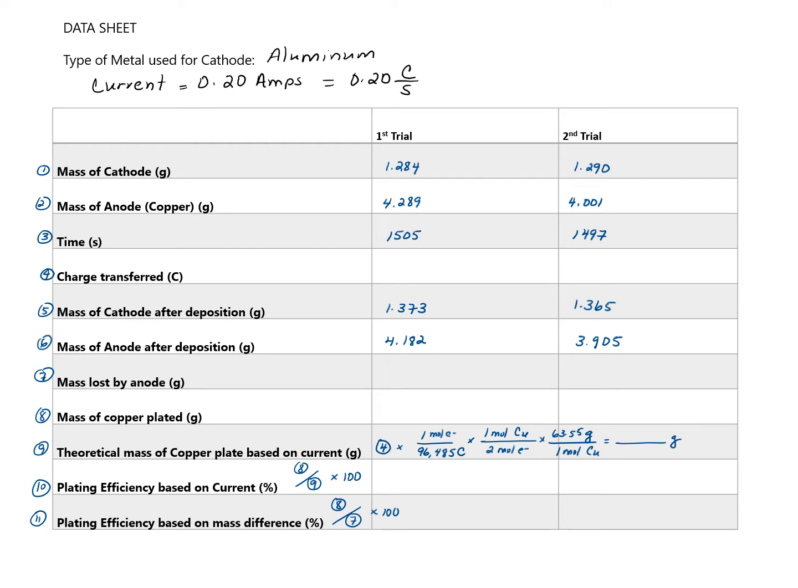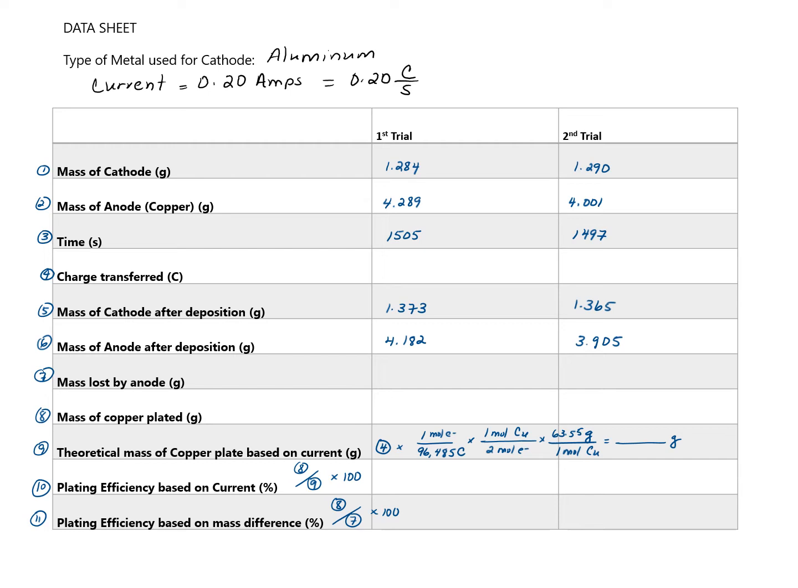So we have the units for that current in amps, and 1 amp is the same as 0.20 coulombs per second. I'm using the coulombs per second because we need that number to calculate the charge that is being transferred, and that charge is going to be in units of coulombs. So you have the mass of the cathode, the mass of the anode, which is the copper, and for the cathode, what we have is the metal aluminum.